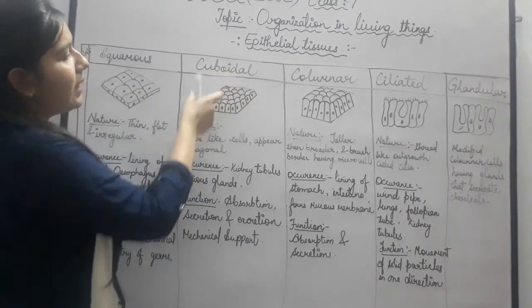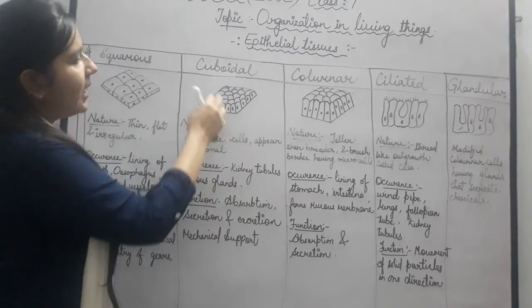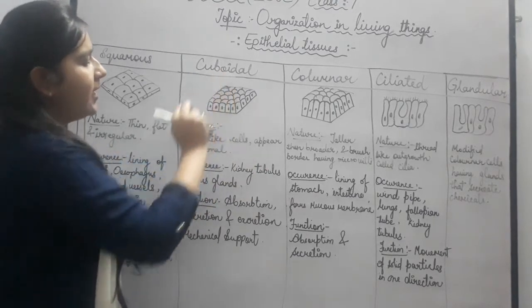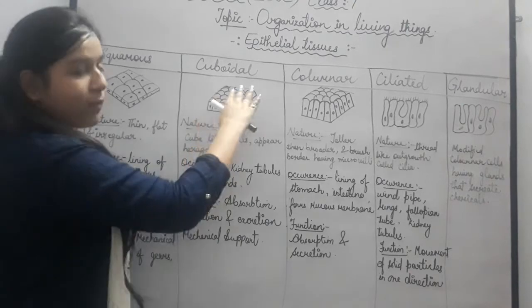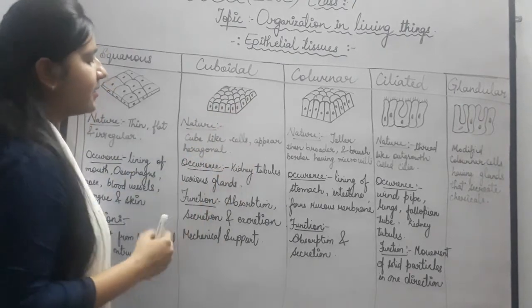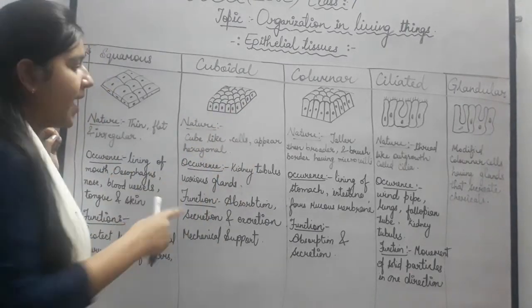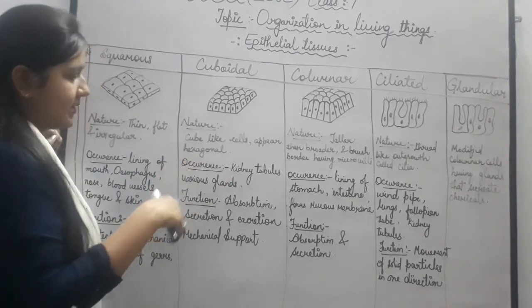Students, from the name cuboidal we can get the idea that these are of cuboid shape. That is, they are cube-like in shape, and when we see them from the upper surface, they are hexagonal in shape. Hexagonal, those have 6 sides.